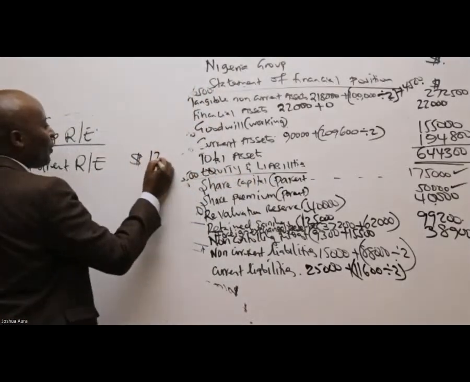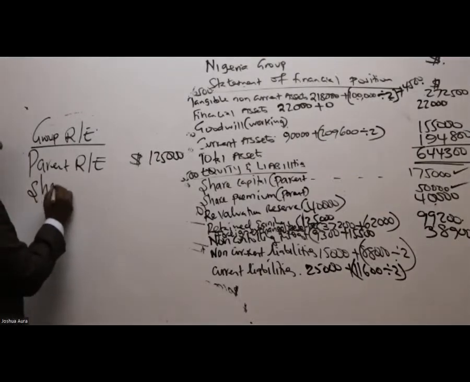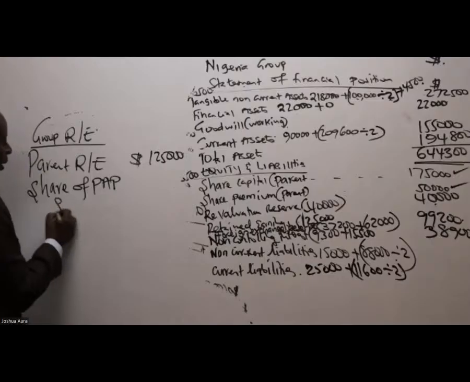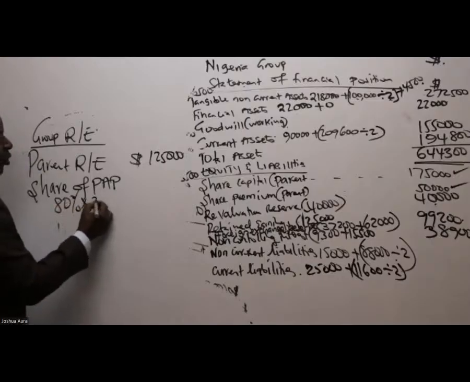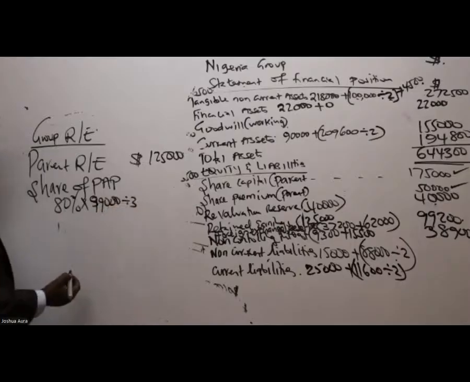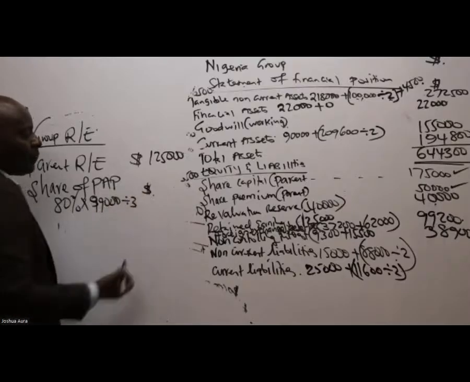So remember here we can only bring what? The share of POP, the share of POP alone. So the share of POP will be 80% of the 33 or 99,000, but divided by 3. So could you kindly give me this figure? How much will it come to, somebody?